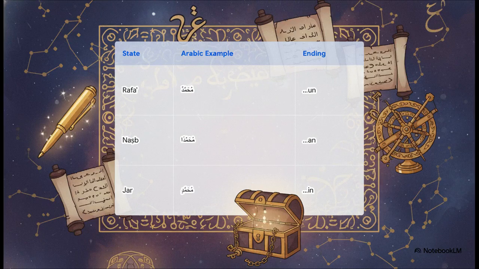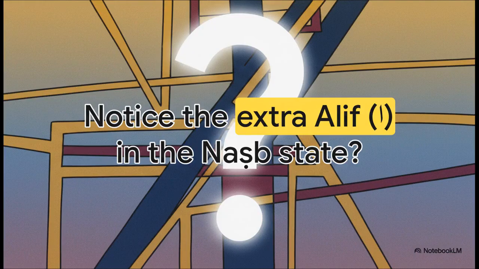Let's take the name Muhammad as our example. When it's in the Rafa state, it ends with that un sound. In the Nasb state, it ends in un. And in the Jarr state, it's in. 3 states, 3 totally different endings. It's beautiful. But hang on a second. Look really closely at that Nasb form. See that extra letter at the end? The aleph? That's not a typo.